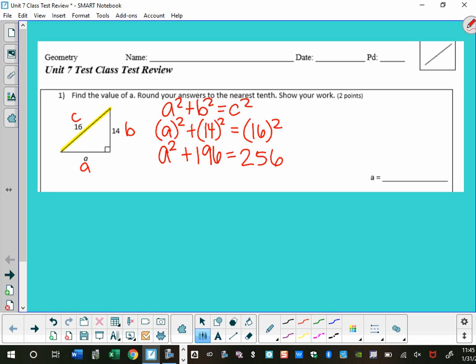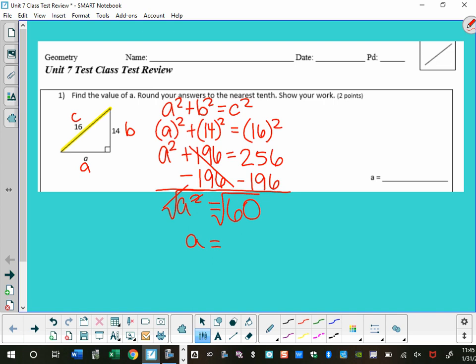How can I solve for A here? You subtract. Okay, so subtract 196 from both sides. So I'm left with A squared is equal to what? 60. All right, on your quiz earlier, you guys were leaving this as it is, as if you had done all the work and that was your answer. This is A squared. I need the square root of it.